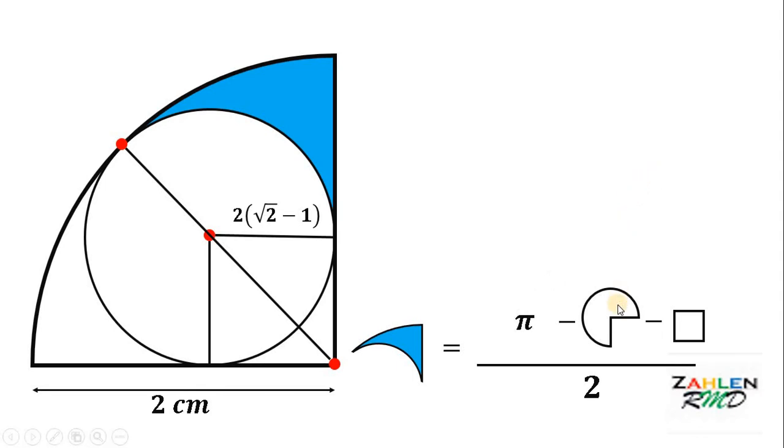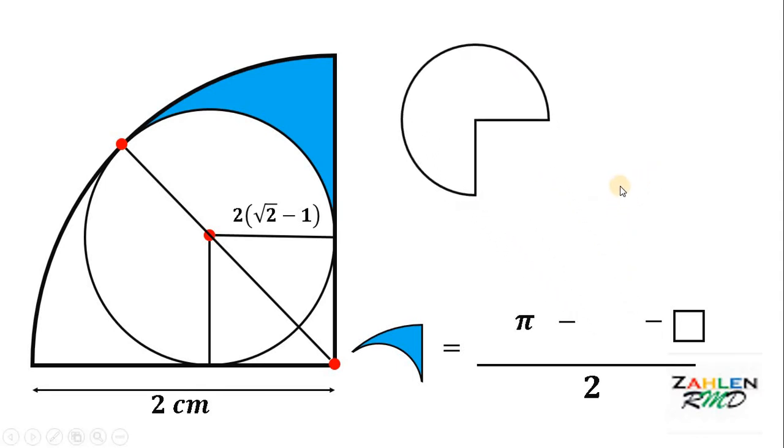Next, let's focus on this figure, which is 3/4 of a circle. So the area of this shape must be equal to 3/4 times pi r squared. Now at this point, we will use the length of the radius of the circle, which is equal to 2 multiplied by the square root of 2 minus 1. Now let's square 2 multiplied by square root of 2 minus 1. If we do that, we get 4 multiplied by 3 minus 2 square root of 2. Now 3/4 times 4 will give us 3. Therefore, the area of this shape must be equal to 3 pi multiplied by 3 minus 2 square root of 2.